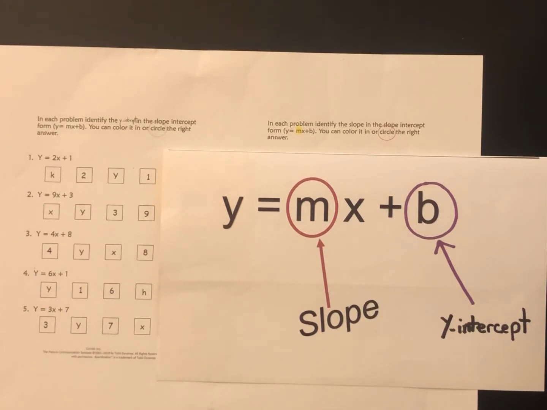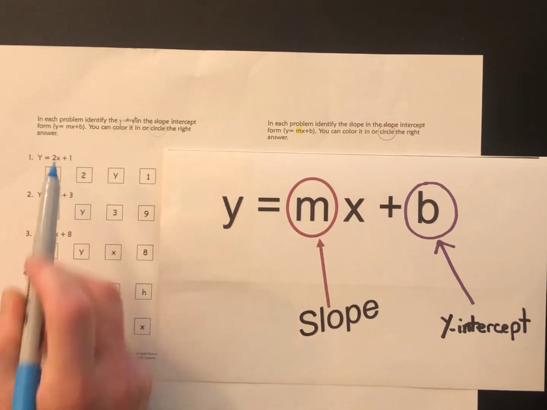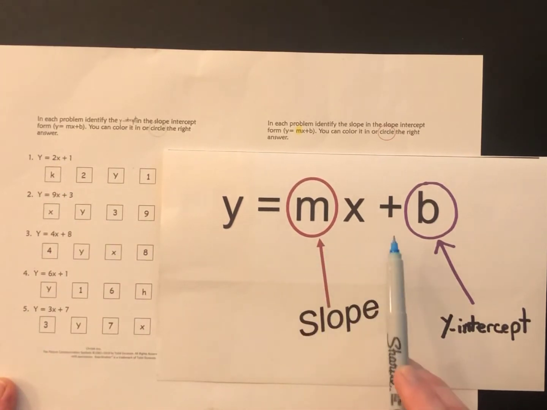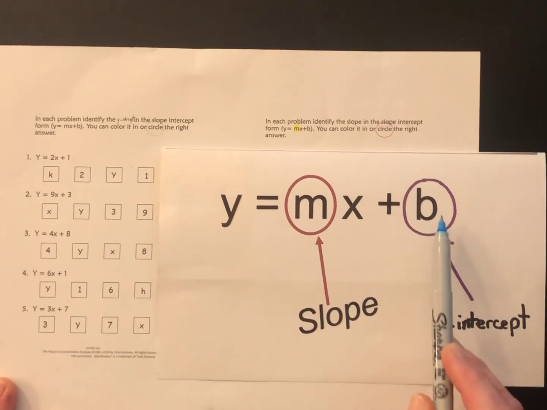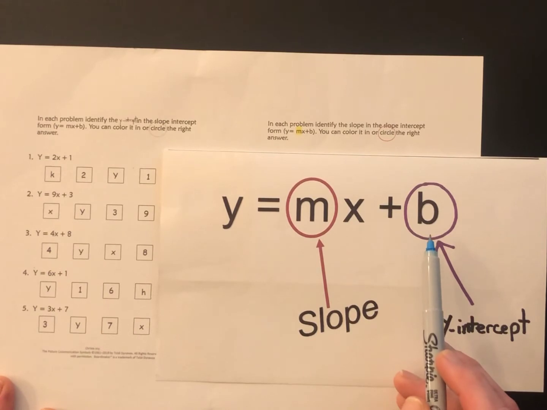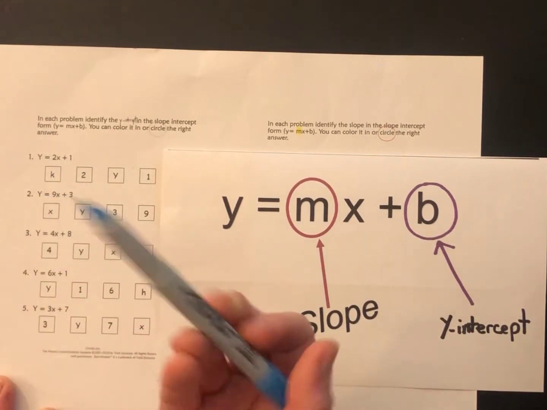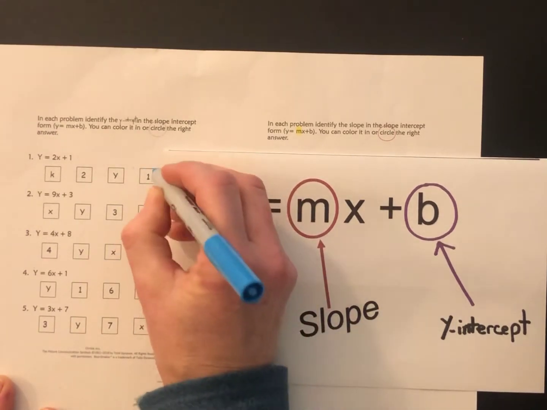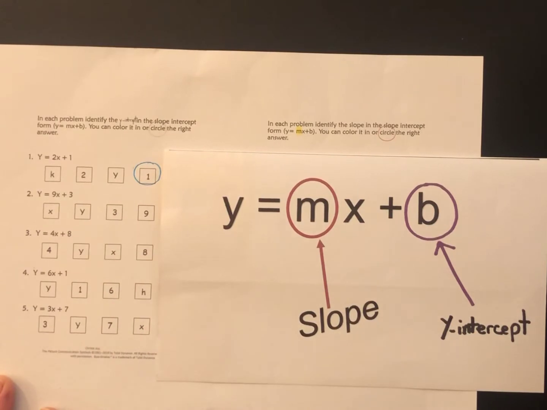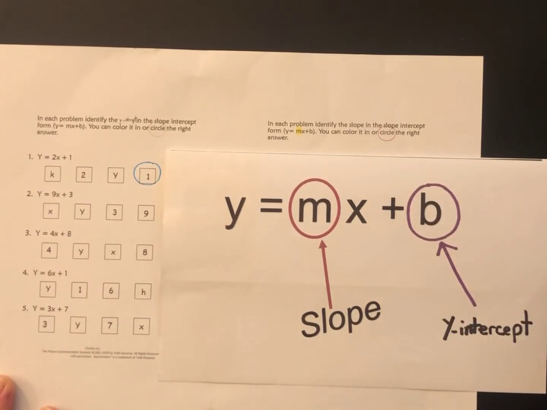In the first one, y equals 2x plus 1. We're looking for the y-intercept. So if we look over in the equation, what's the y-intercept? It's that last number, it's that last value being added or subtracted. In this case, plus 1. So the y-intercept for number 1 is 1. So the y-intercept is always that last value being added or subtracted.